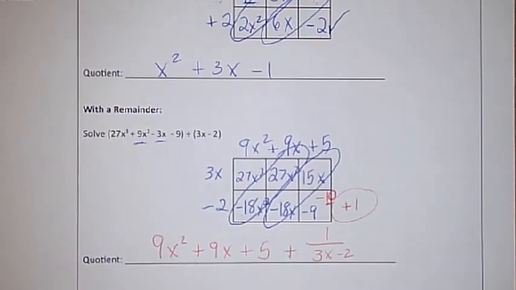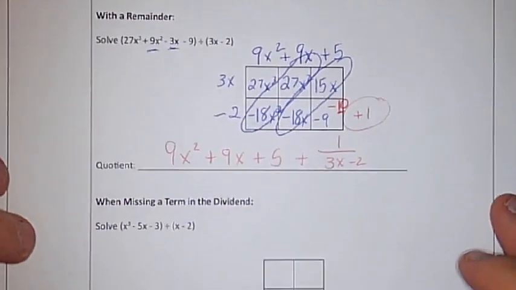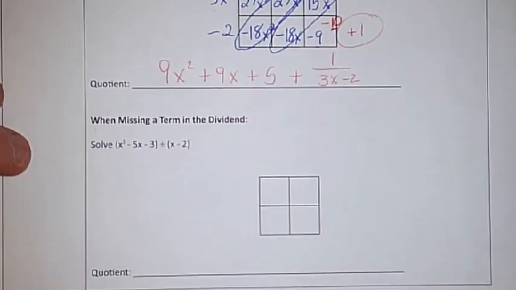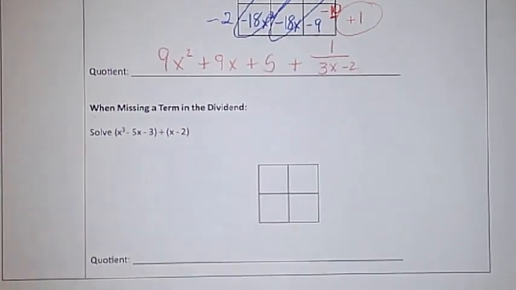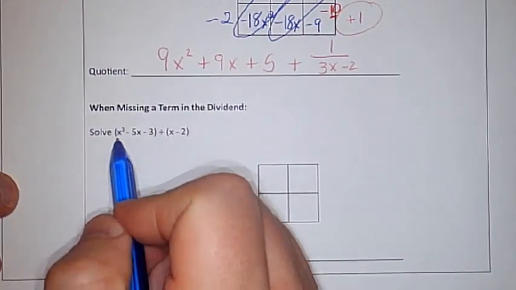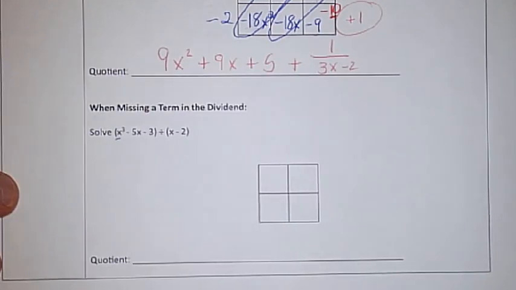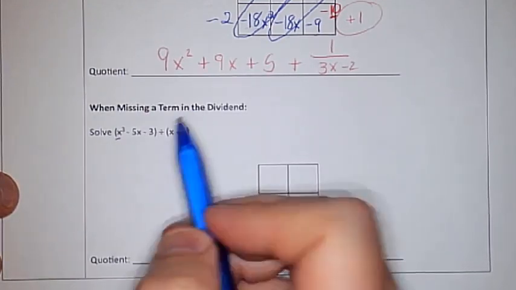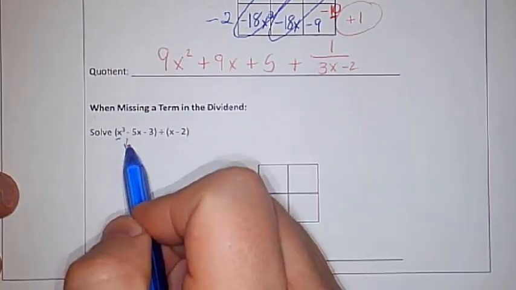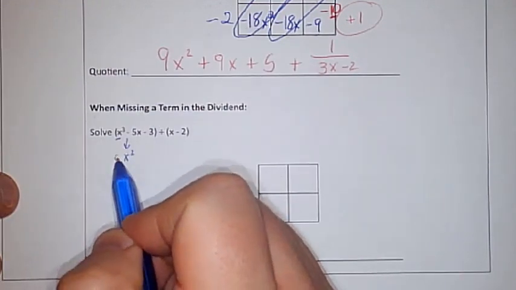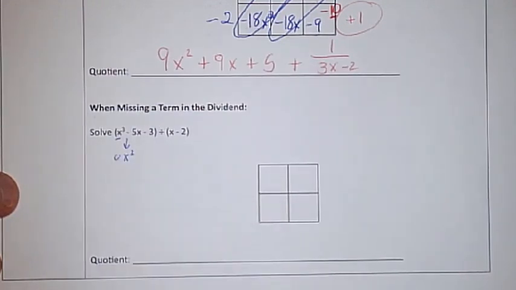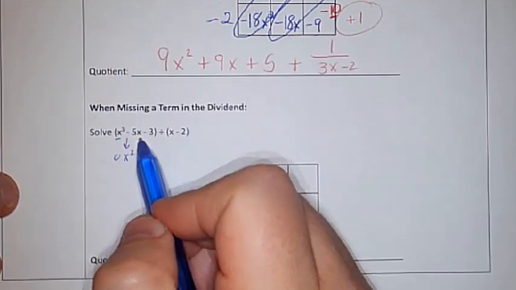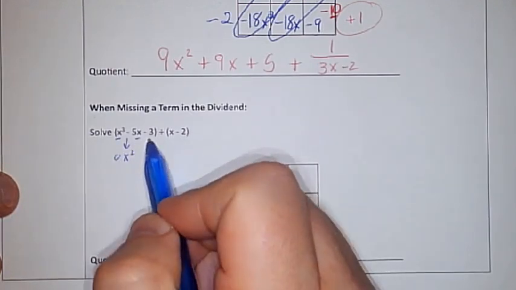Just like when we were doing polynomial long division, we sometimes deal with problems where there is a term missing from the dividend. If we look at the three terms that we have here, this is x cubed, so there's my cubed term. There is no x squared term. That x squared term is missing. Here we have our x term, here we have our constant term.